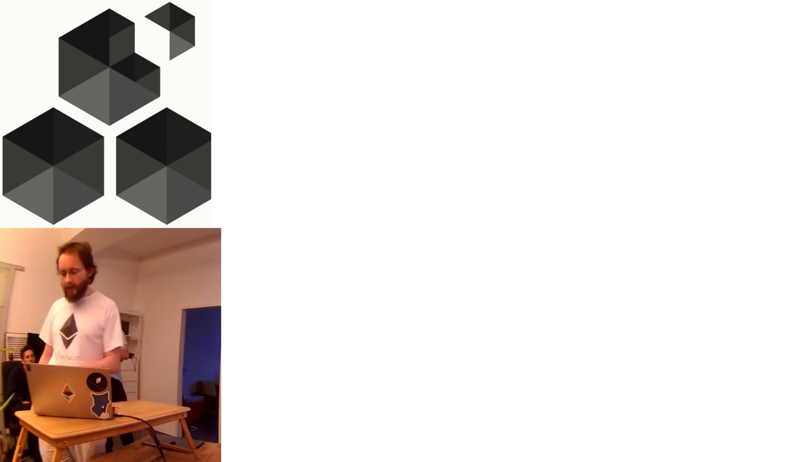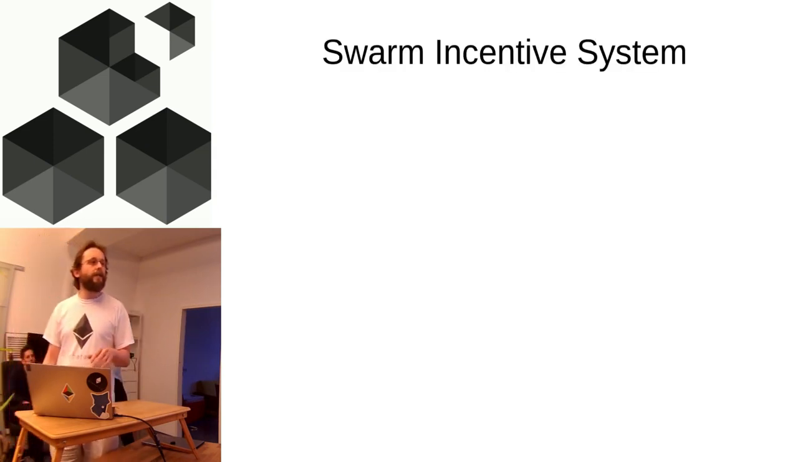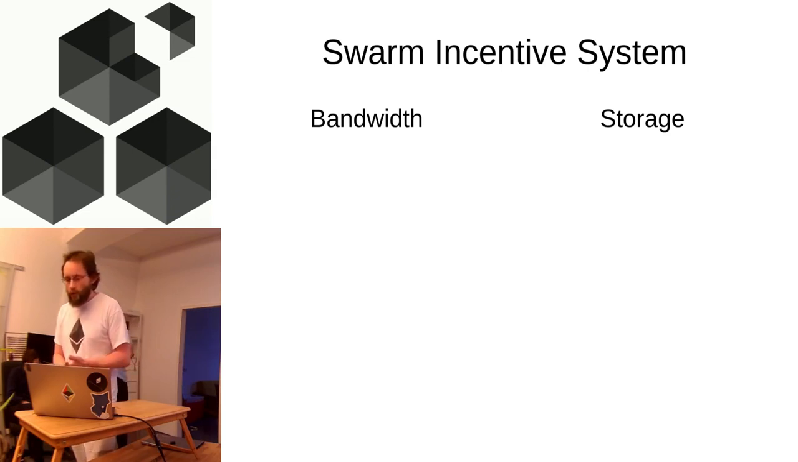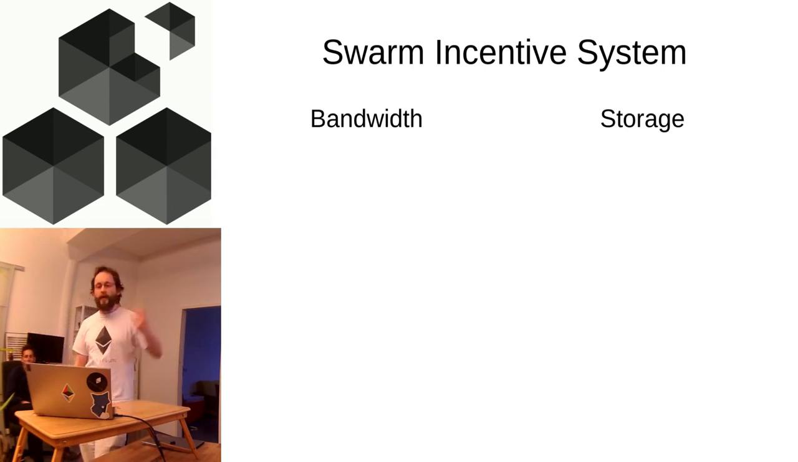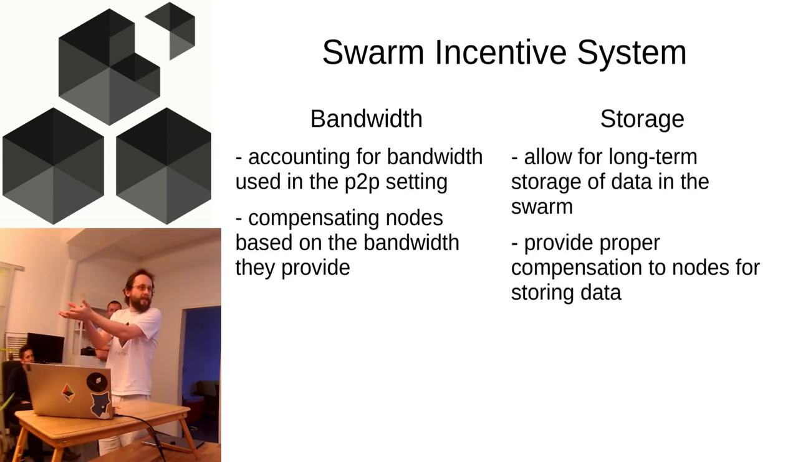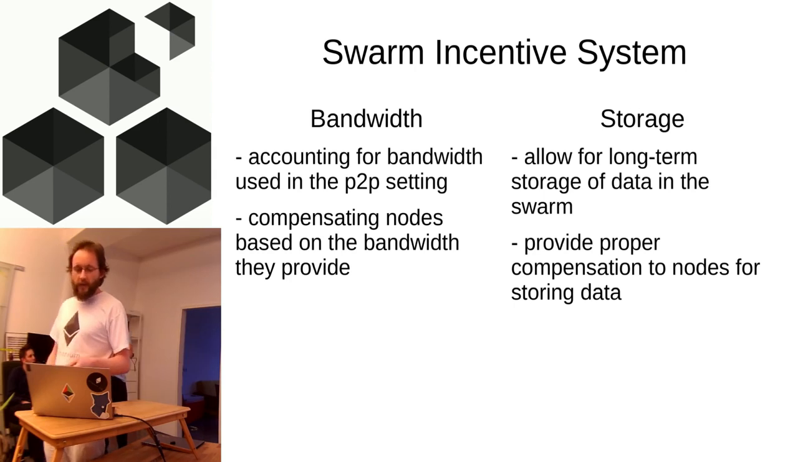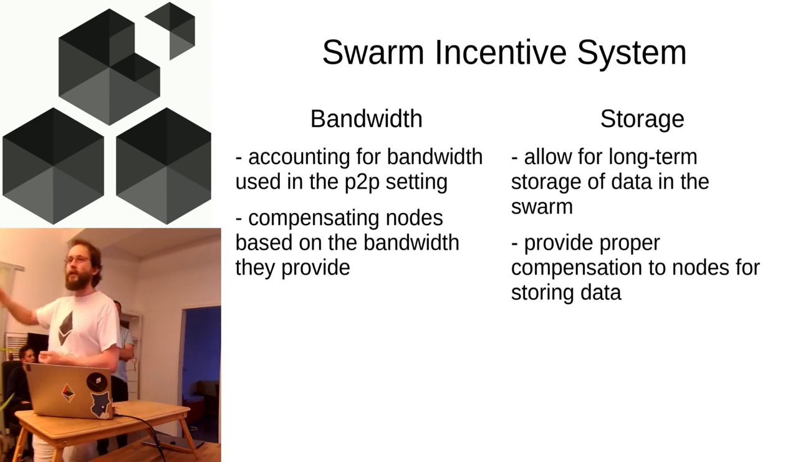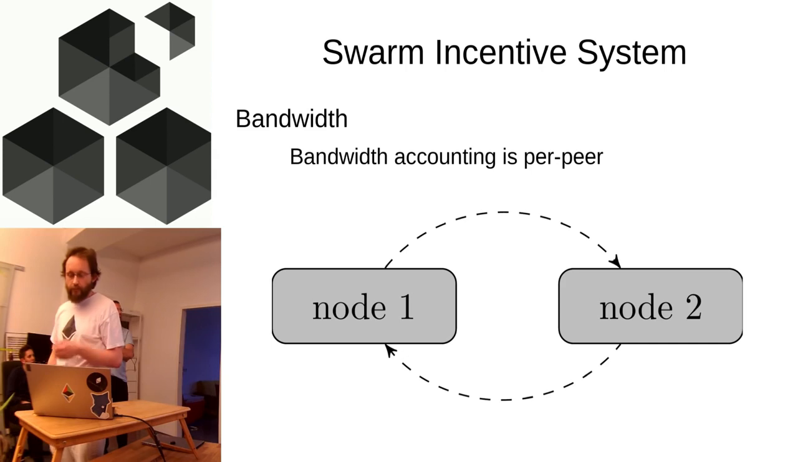So with that in mind, I want to introduce the Swarm incentive system and the two pillars that we've built it on: incentives for bandwidth usage and incentives for storage. You will see why we have these two when we flesh them out. The basic idea is, one is making sure the data is there when you want it. The other one is supplying the data when you need it. They're kind of separate. The bandwidth accounting system accounts for all the bandwidth used and compensates nodes for providing data. The storage incentive system is to allow long-term storage usage and to compensate nodes for providing that service of storing content for a long time.